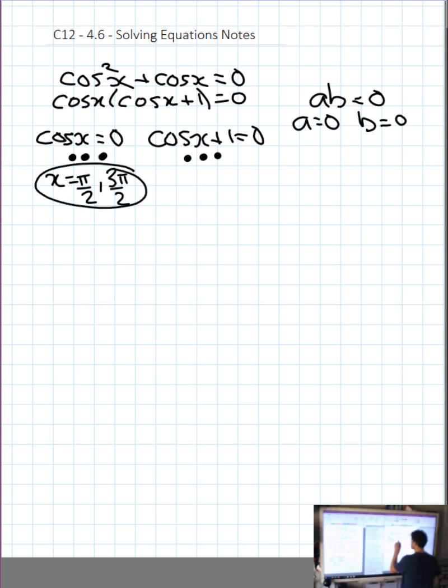And then this equation is cos x equals -1, and then cos is the x value of the unit circle, and the x value of the unit circle is -1 at pi. Therefore, the answer to that one is x equals pi. Notice it only has one answer.